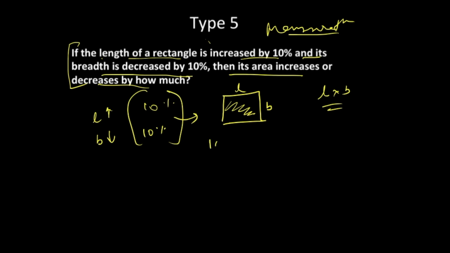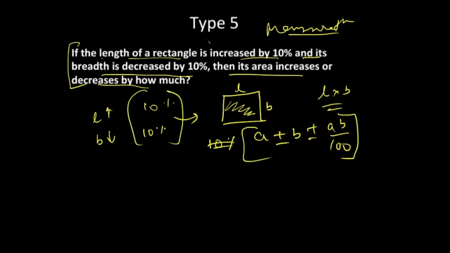So in reality we would be using the concept of a plus b plus ab upon 100, or these can be plus minus based on the condition given. Why are we using this formula? Because these changes are taking place simultaneously, or you can call them successive percentage changes, and this would result in an effective percentage, right? Because effectively these changes would change the overall area, right?